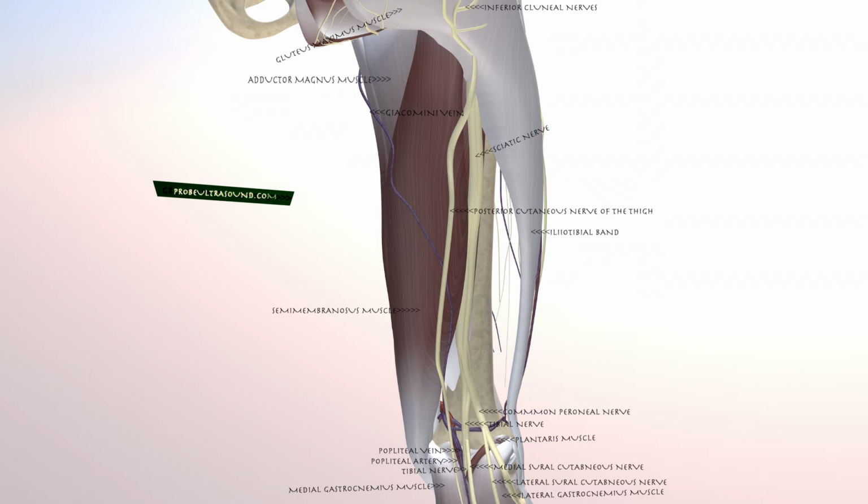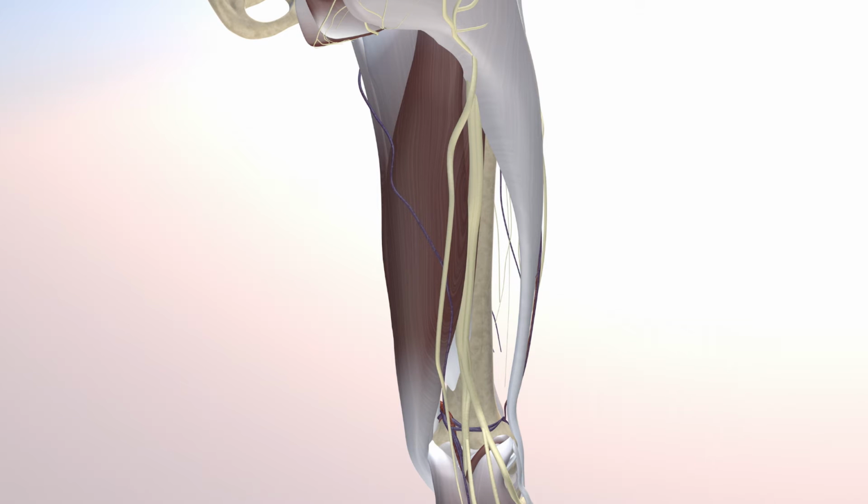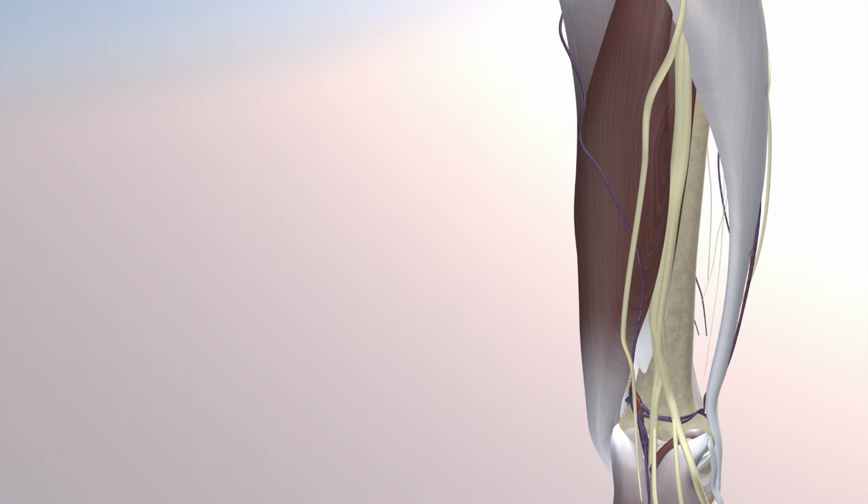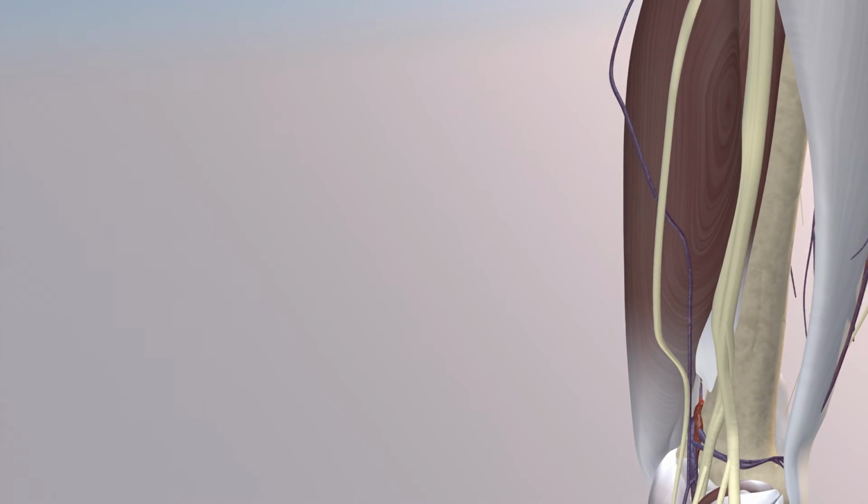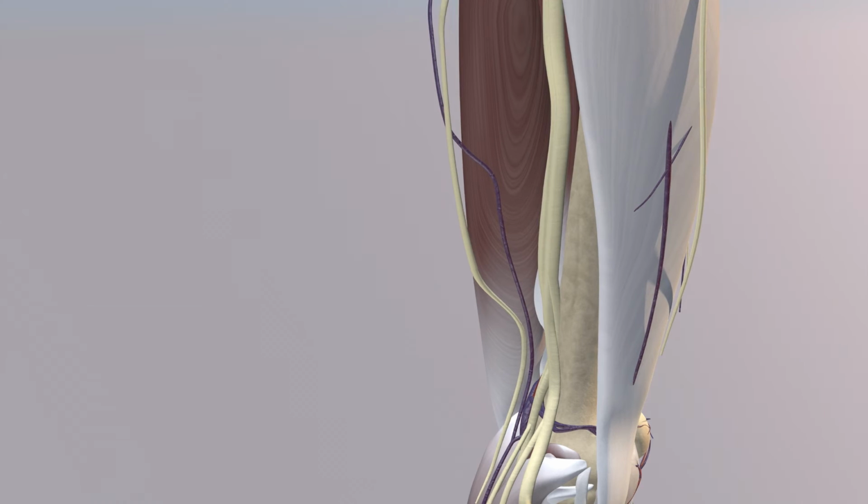Here we're removing some more layers. You can appreciate the gastrocnemius muscles and also the plantaris muscle, which is superior to the lateral gastroc muscle. Also, you can appreciate the posterior femoral cutaneous nerve over the posterior medial thigh.